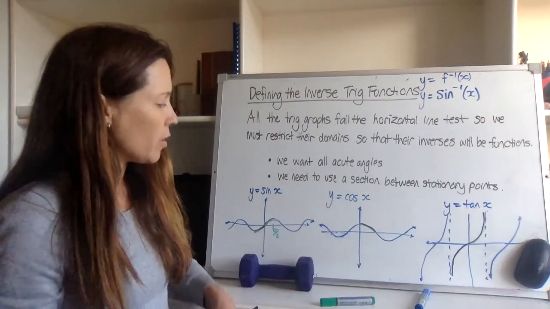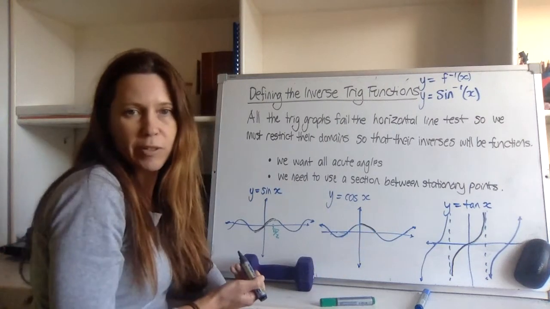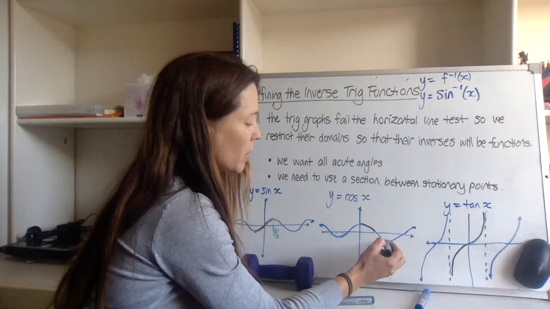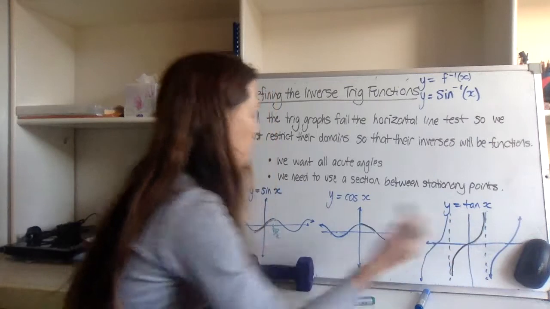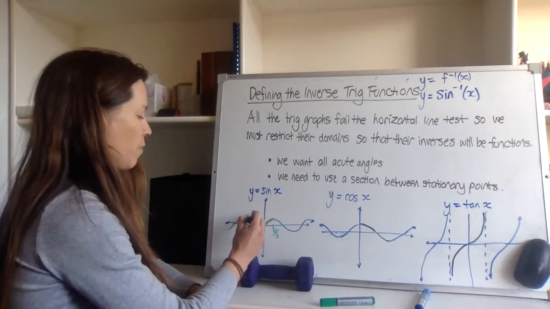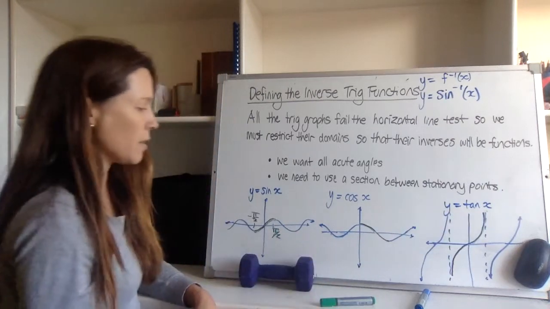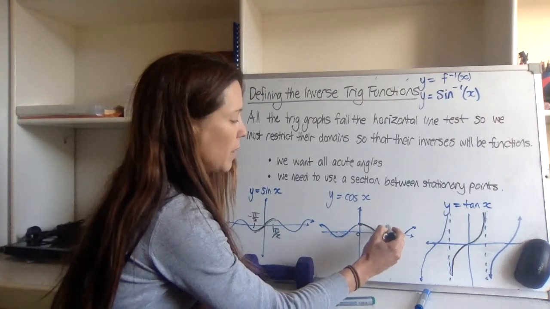For the cosine curve, we can't do that because if we take the fourth quadrant, we're going to fail the horizontal line test. So it makes sense to take the next quadrant, the second quadrant, which is going to go down here. So you can see here that I've restricted the domain for these two from negative pi on 2 up to pi on 2, and the same over here. And for this one, we're restricting it from 0 up to pi.